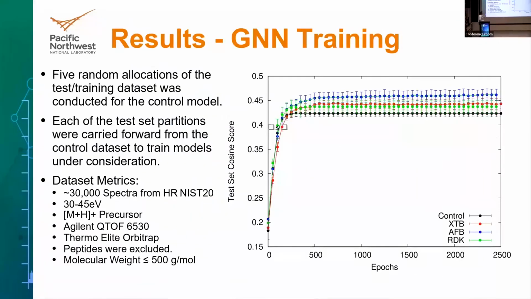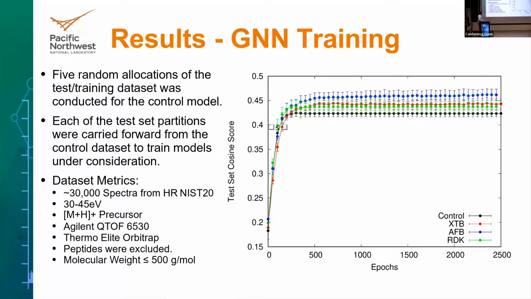For our training regime, we wanted to get aggregated statistics about the GNN performance, so we performed 5 random allocations of our data set into both training and test. We carried those allocations forward to each of the different models to preserve the performance metrics across the different models.